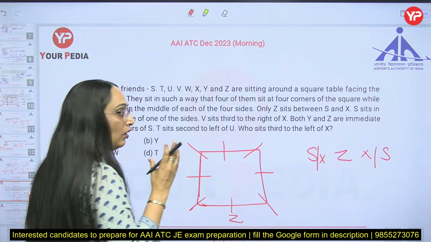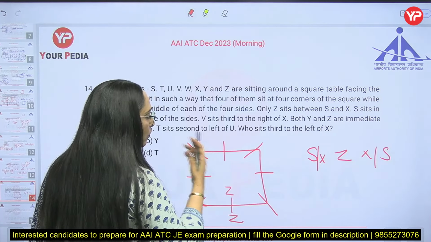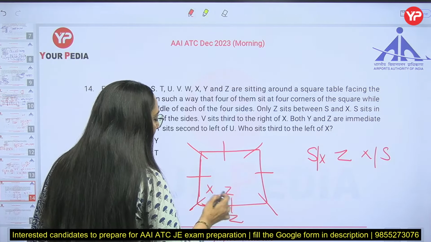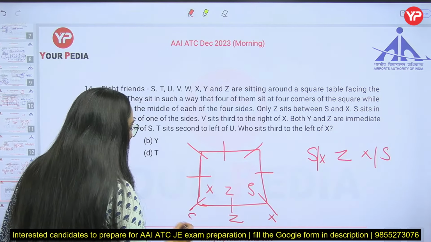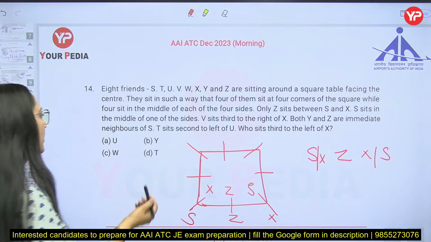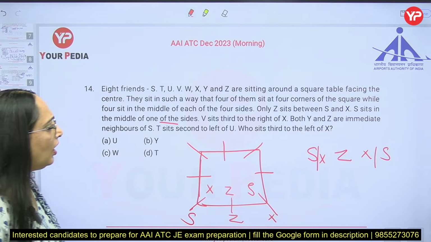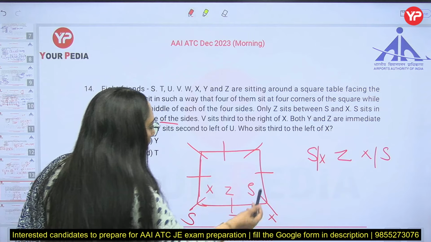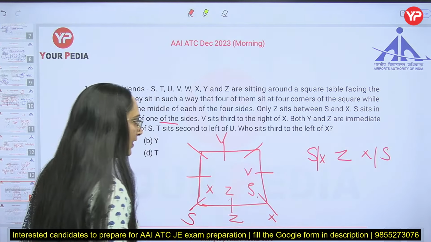So just draw these 2 possibilities, one inside the table and one outside the table. In one possibility X is here and S is here. In the second possibility X is here and S is here. S sits in the middle of one of the sides. B sits third to the right of X. X, third right: 1, 2, 3. B is here.